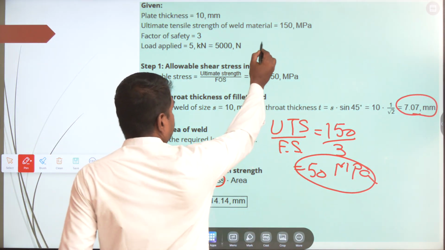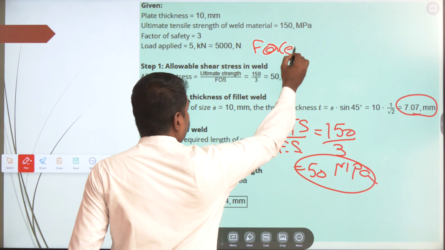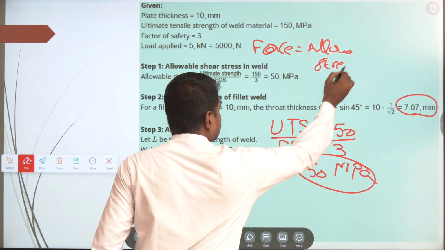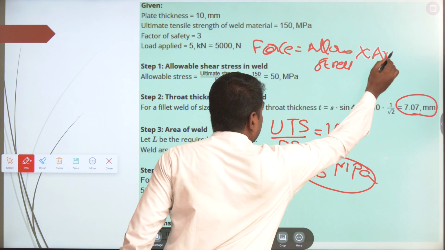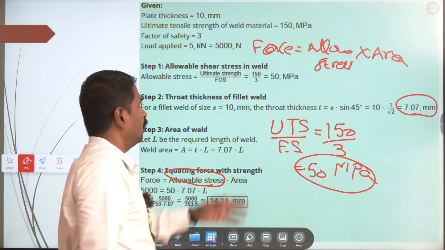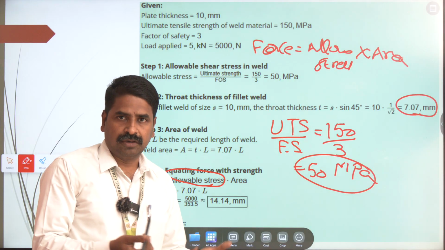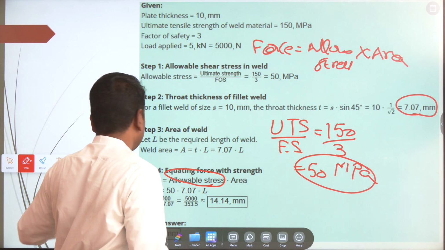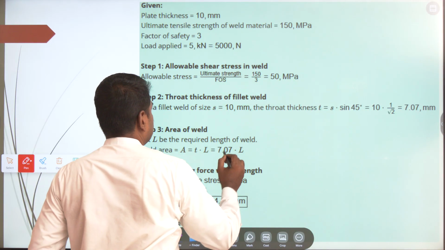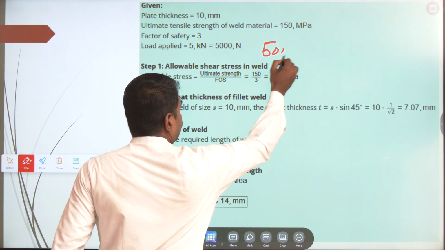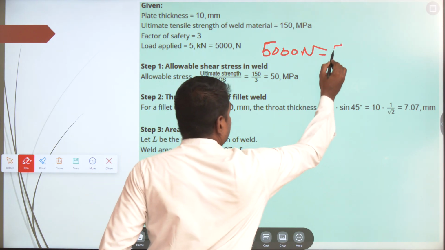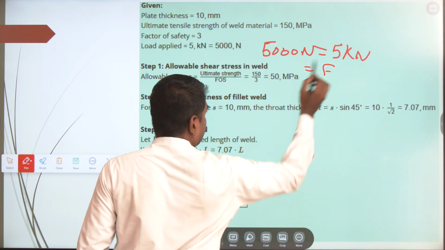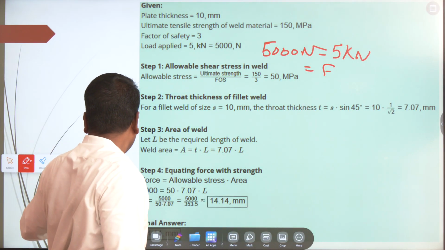Now what do you need? You have the formula, force is equal to allowable stress into area. What is going to be the force? 5 kilonewton. It is given that they are going to have a maximum load of 5 kilonewton. So force is very simple: 5 kilonewton is equal to 5000 Newton. That is nothing but your force. So now you have all the values.